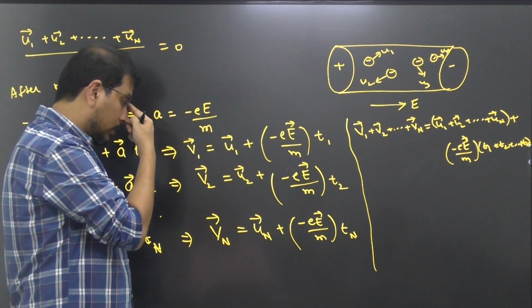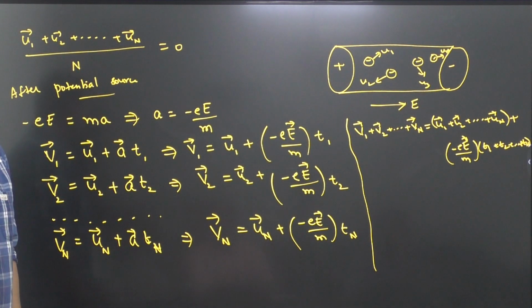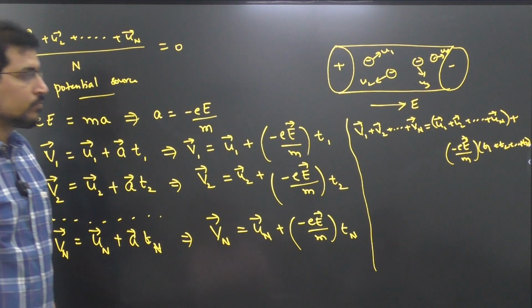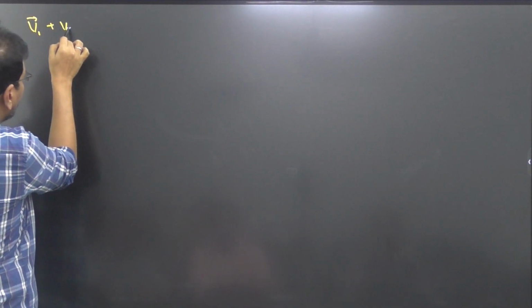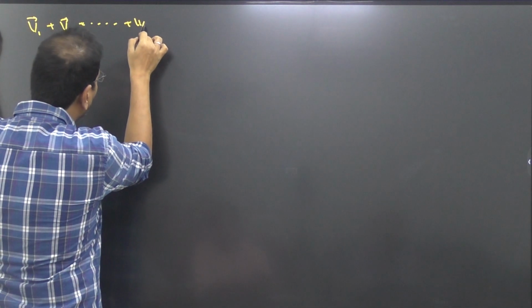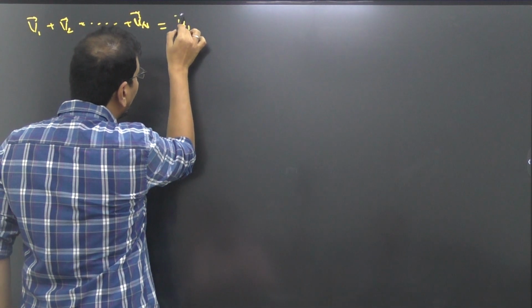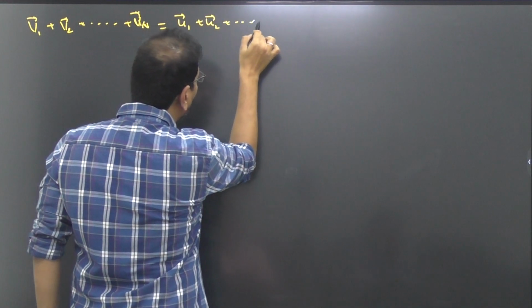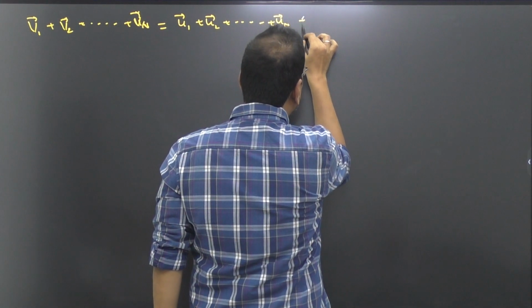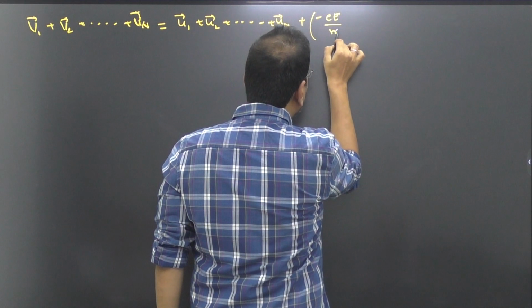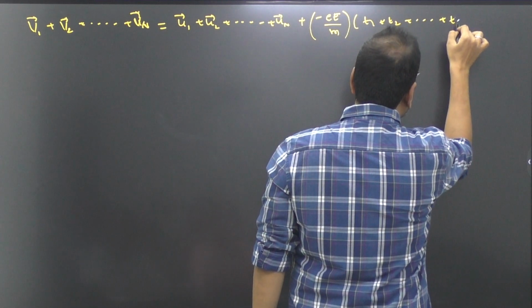Right. So what I did here is I added all of them on the left hand side and the right hand side, I added the corresponding values. This is where I want you to observe now. So basically what we are getting is v1 vector plus v2 vector plus so on till v_n vector is equal to u1 vector plus u2 vector plus so on till u_n vector plus minus e into capital E divided by m into (t1 plus t2 plus so on till t_n).